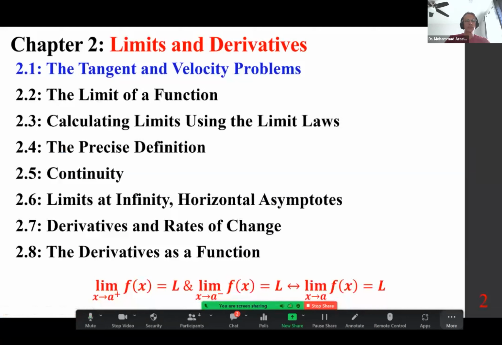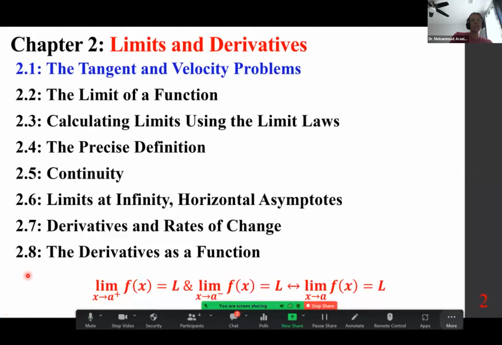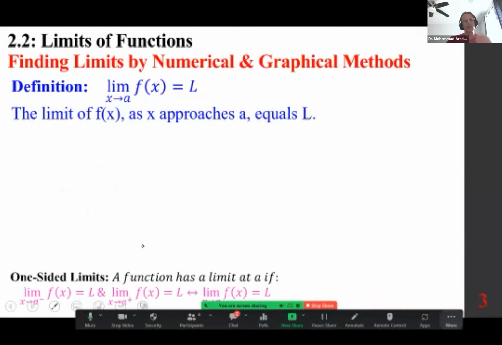So in this chapter, we're going to go over the tangent and velocity problem, limits of a function, calculating limits using the limit laws, precise definition of a limit, continuity, limits at infinity, derivatives and rates of change, the derivative as a function.